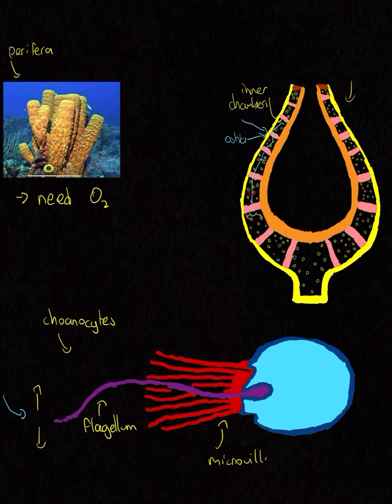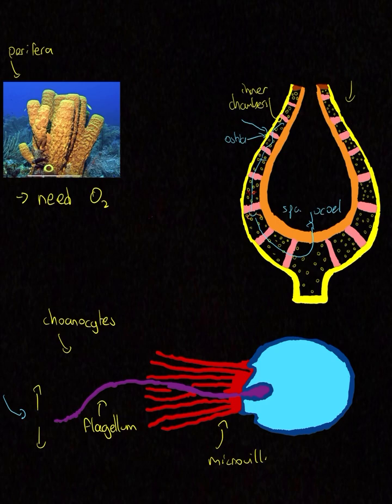And the water will keep flowing past the cells as this happens, and it slowly collects all the CO2, and then finally it enters this opening here called the spongocoel. It's a large central cavity, and from there the water will get expelled.